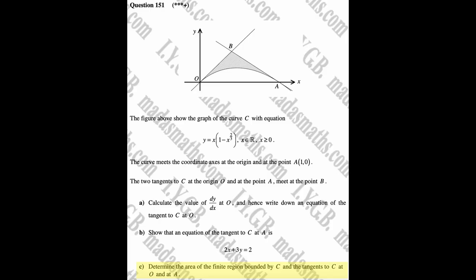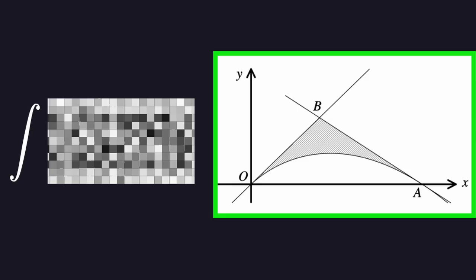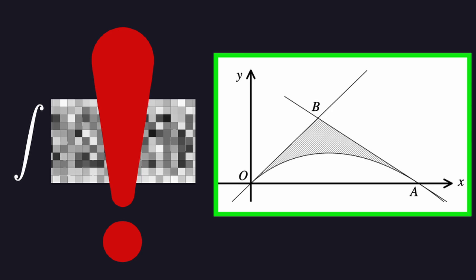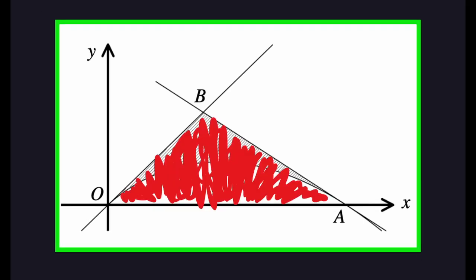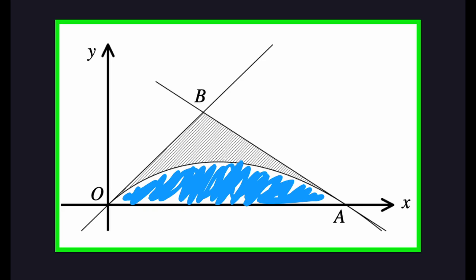Alright, so now we've got the last part of question 151. Find the area of the shaded region. Sounds straightforward, right? Just integrate it. But wait, there's a catch here. The shaded region isn't just one shape. It's actually just a triangle minus a curved bit. So we need to split this up.